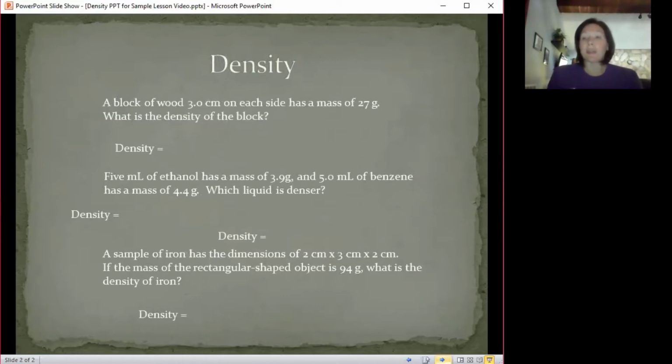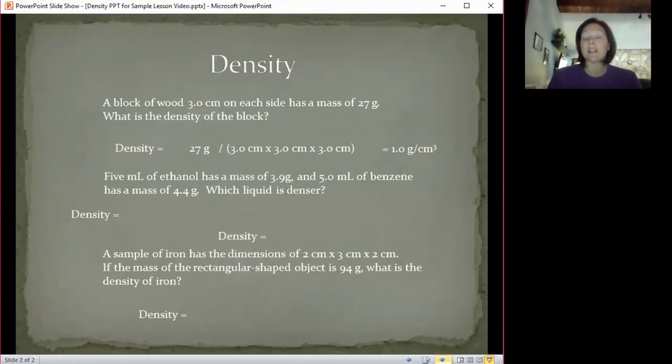So here's three other examples. A block of wood, 3 centimeters on each side, has a mass of 27 grams. What is the density of the block? Well, in this case, we're not given volume, but we are given enough information to find volume mathematically. And of course, we can take a block and we can measure volume by side times side times side, and that would give us the 3 times 3 times 3. So we put the 27 grams, which is the mass, divided by 3 times 3 times 3, and our final answer is 1.0 grams per centimeters cubed.